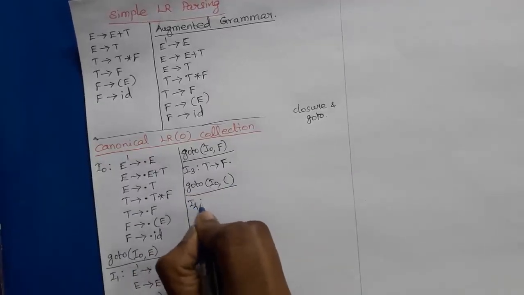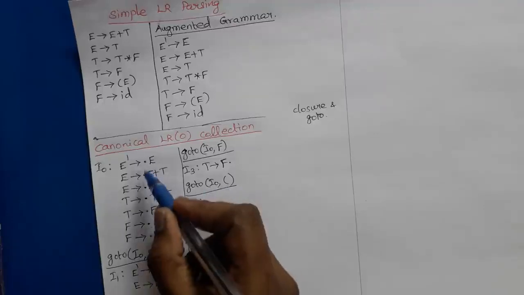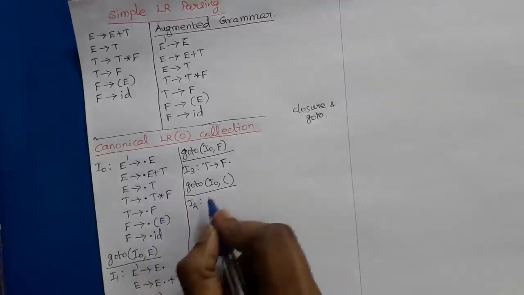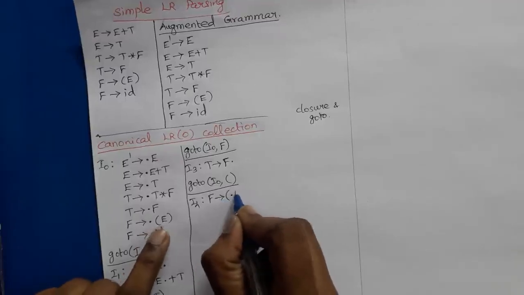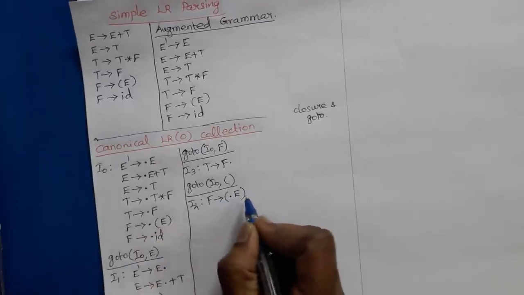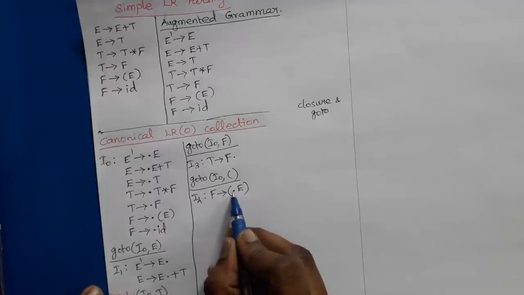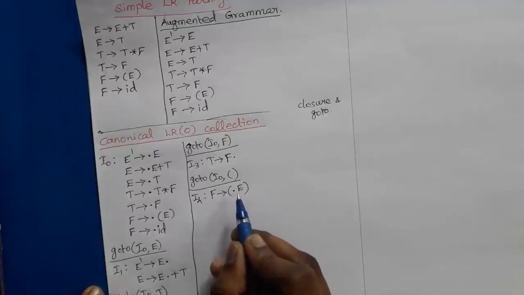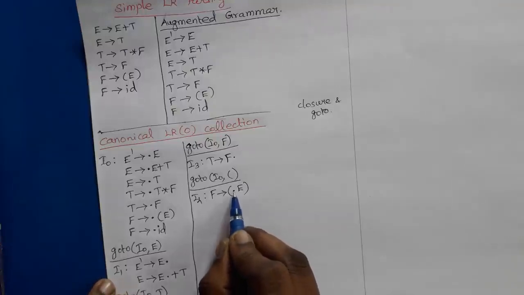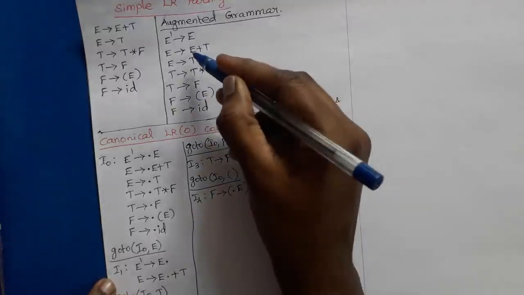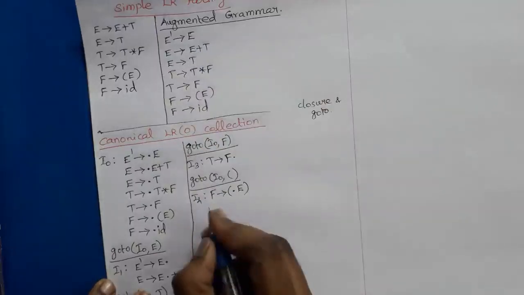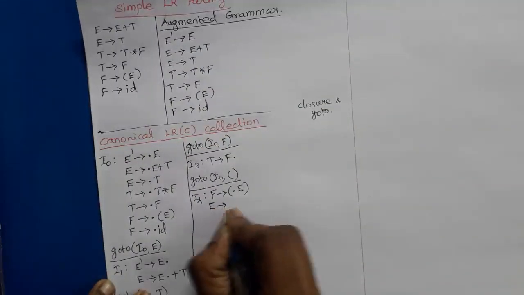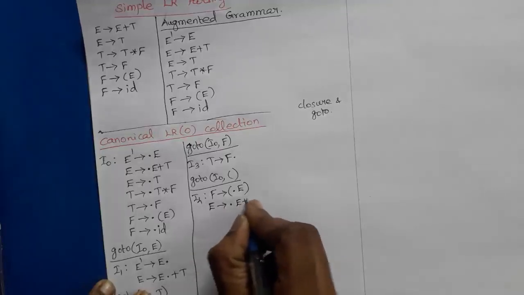So I4. Dot followed by left parenthesis in only one production. So F tends to open dot E close, only one production. Then we need to check dot followed by a non-terminal. Yes. So here closure is possible. That is dot followed by E. So we have to include E productions from the augmented grammar with dot at the left end. So E tends to dot E plus T.